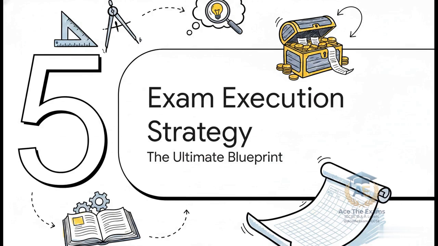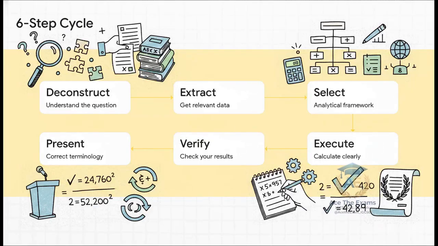Section 5. Exam Execution, the Ultimate Strategy. When you sit down in that exam hall, the clock is ticking and the pressure is on. You are going to rely on these 6 chronological actions. 1. Deconstruct the question. Do a 3-step question scan so you know exactly what command words are being used. 2. Extract the relevant data from the stimulus materials. 3. Select your analytical framework. 4. Execute your calculations with clear, unambiguous notation.